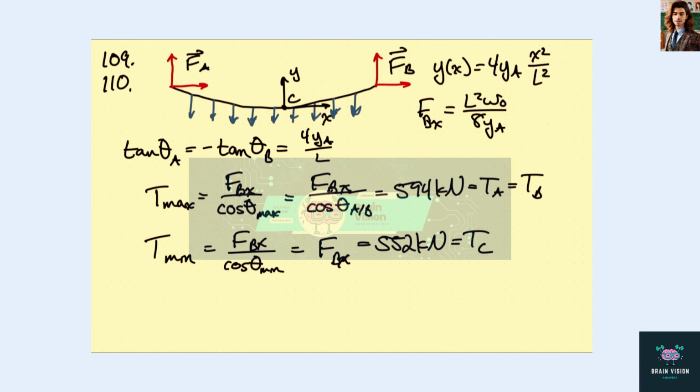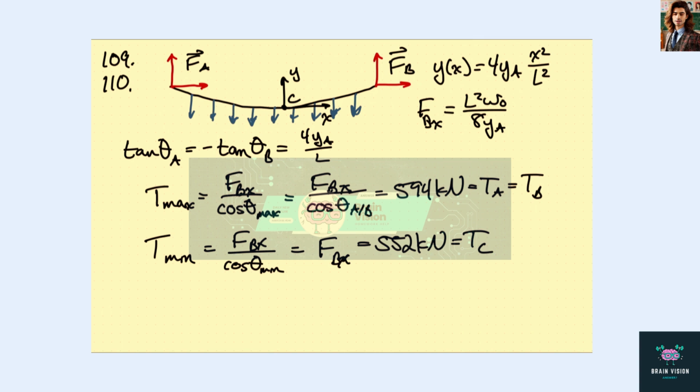The equation describing this curve is just y = 4 y_A x squared over L squared, where y_A is the height of point A above the origin. You could also use y_B here. The horizontal load is L squared w naught all over 8 y_A. We're given y_A is 3 meters.